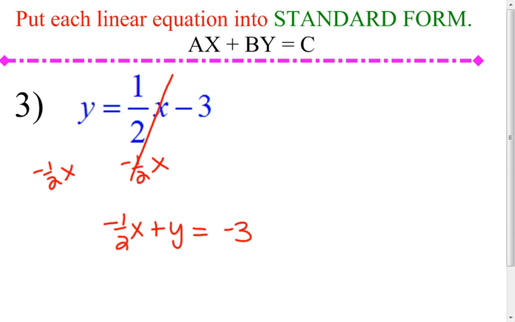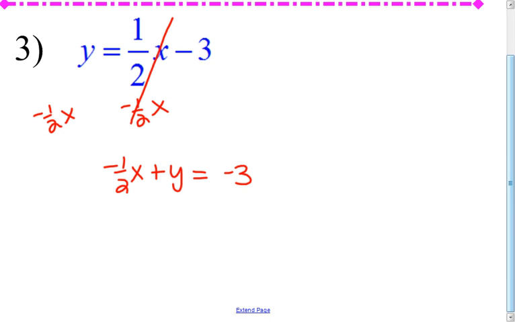Okay, so I'm getting closer to standard form because I have my x's and my y's on the left. But as I go through my rules, the first rule is that I cannot have fractions or decimals, which I do in this case. The second rule, the leading coefficient can't be negative. Here's the leading coefficient, and what do you know? It's negative. So I've already broken 2 rules, okay? So I'm going to deal with both of them at the same time.